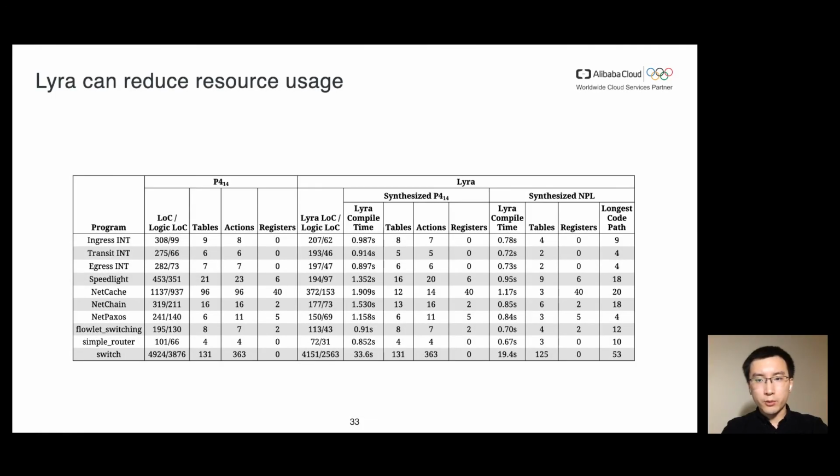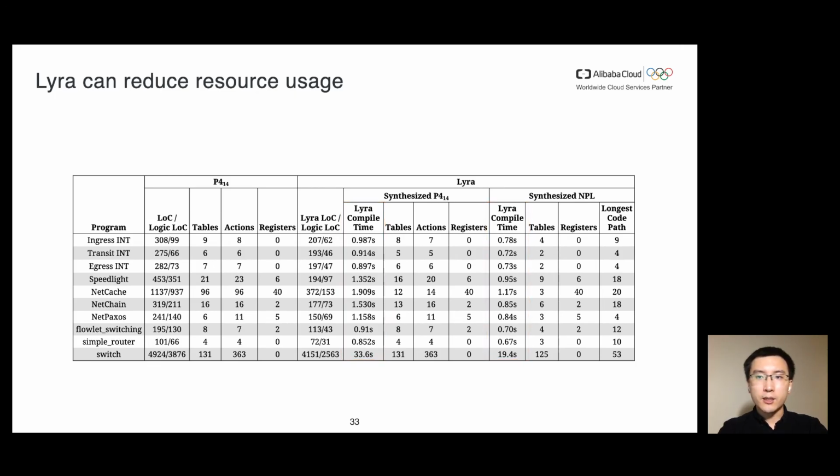We also wrote Lyra programs for other applications such as netcache, netchain, and even the switch.p4, and here is the result. We can see writing a Lyra program requires way less line of code than a P4 program. This is because Lyra uses a more compact language framework and the one big pipeline model. About the compilation time, we can see that Lyra can successfully compile the program for both languages in less than 2 seconds. And for the most complicated switch.p4 example, Lyra can still successfully compile in 33.6 seconds.